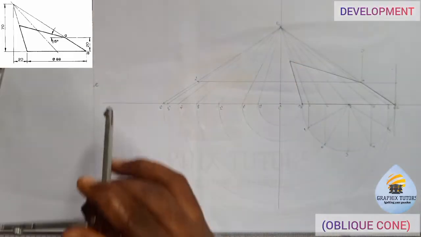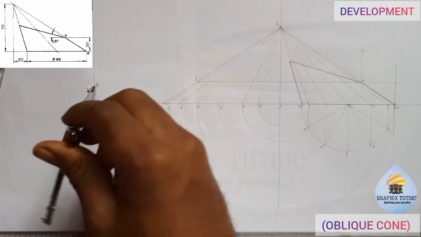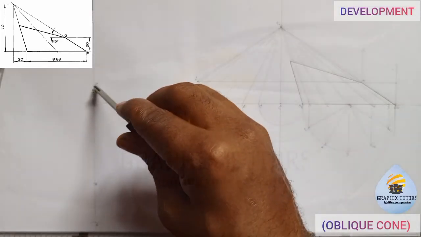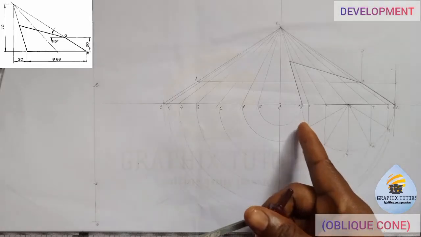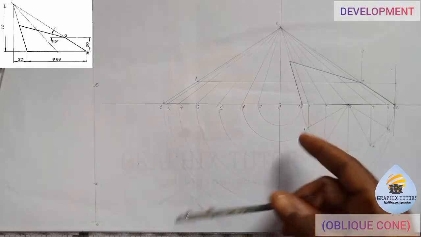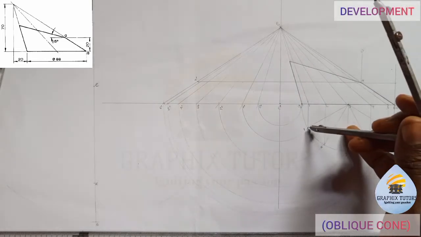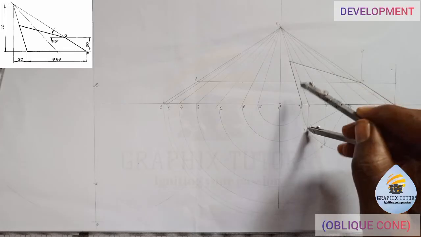So I'll come to C here. I'll strike an arc at both sides, left and right. You can see that at both sides, left and right. Now, I will not take the distance between any of these 2 points here, either 1 and 2 or 1 and 0, any of the 2 points.